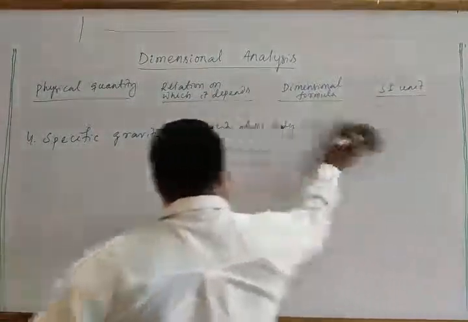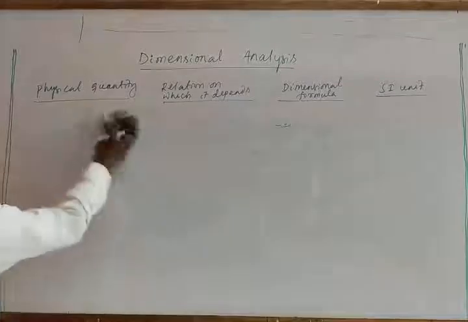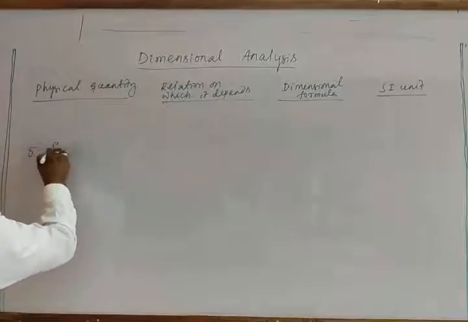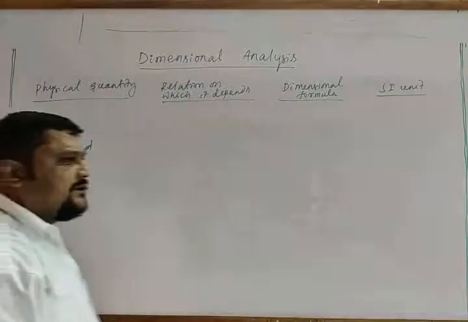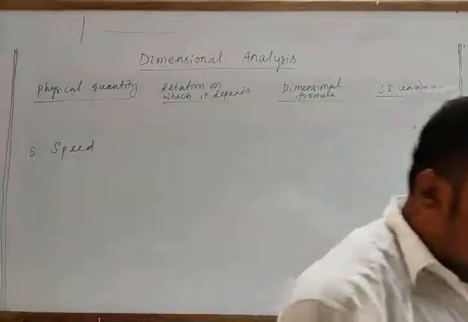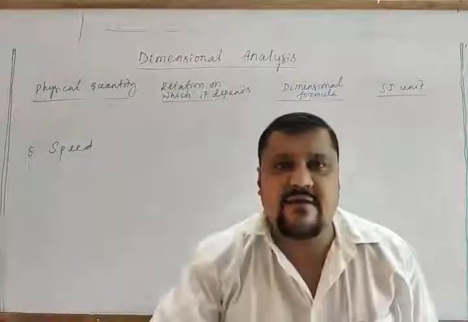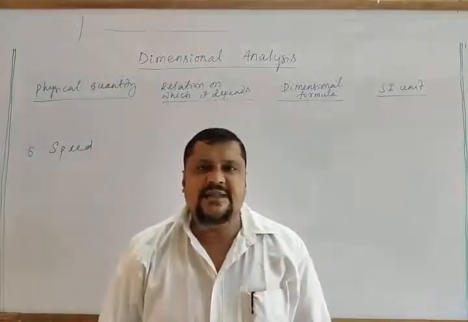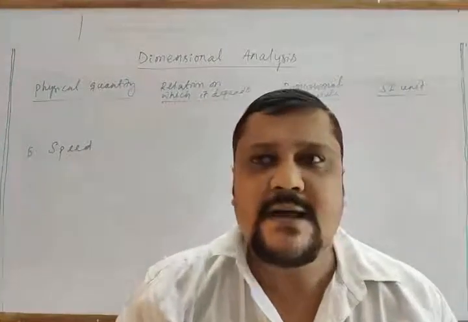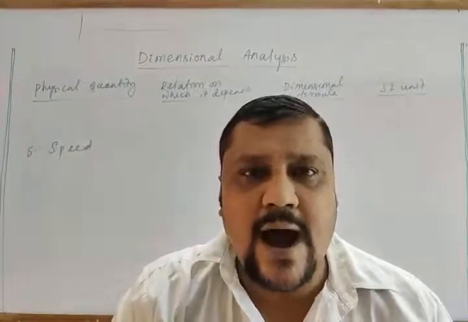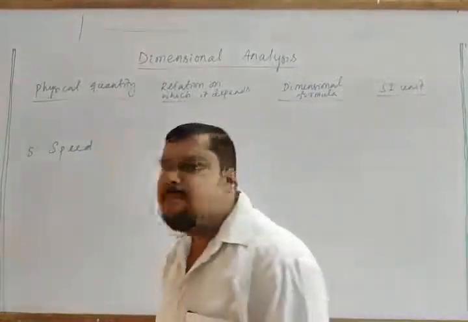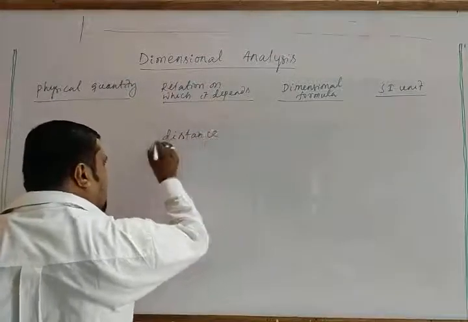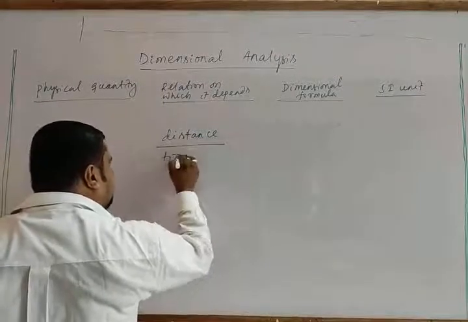Here, again we will go for the dimension of speed. Next is the dimension of speed. So the fifth one is the dimension of speed. When you say speed, what does speed mean? It is the distance covered per unit time. You know about speed? My speed is 5 km per hour. It means I am moving 5 km in 1 hour. That is called speed. So the formula for speed is how much distance covered divided by time.